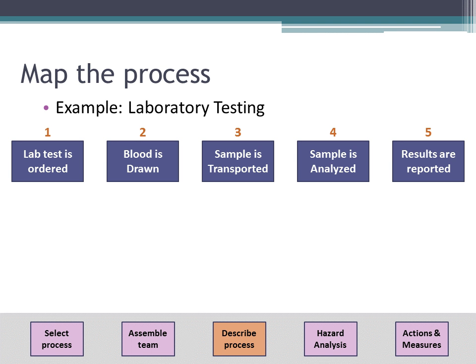So let's start our example. Here we'll be looking at a laboratory testing process, just a very basic process on the slide right now. We're looking at the essential steps in that process. The lab test is ordered, blood is drawn, the sample is transported and then analyzed, and then the results are reported. Notice that we've numbered the steps here to keep ourselves on track. Next, since there's some complexity within these essential steps, we'll spell out the sub-steps for each of these steps, 1 through 5.